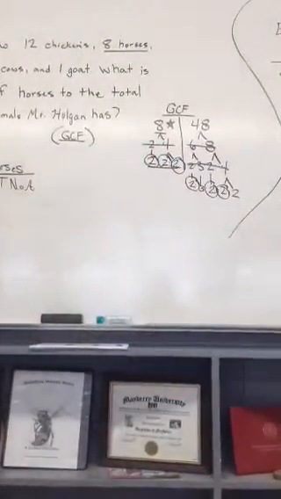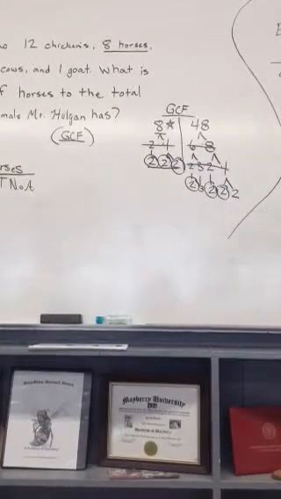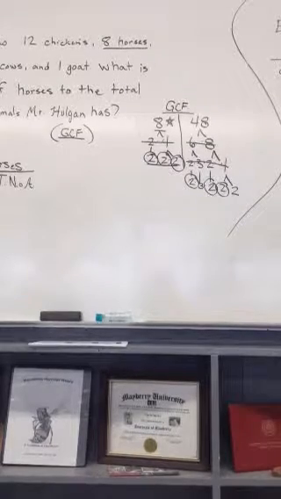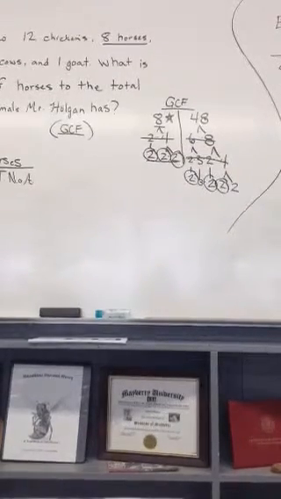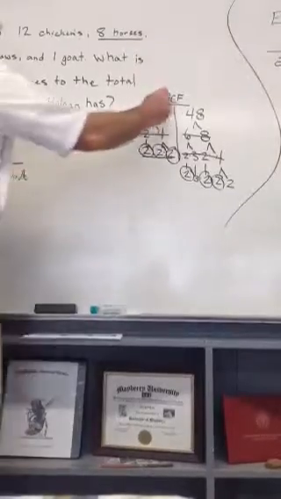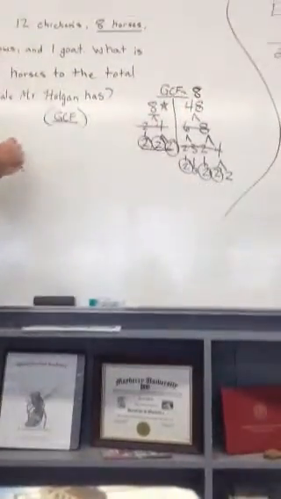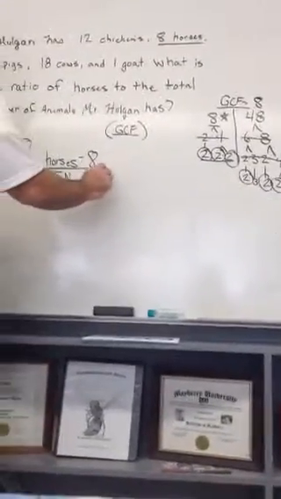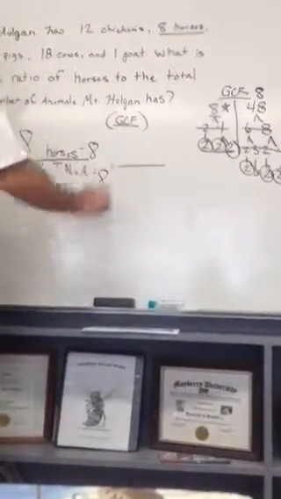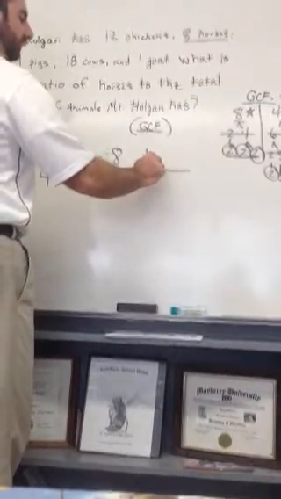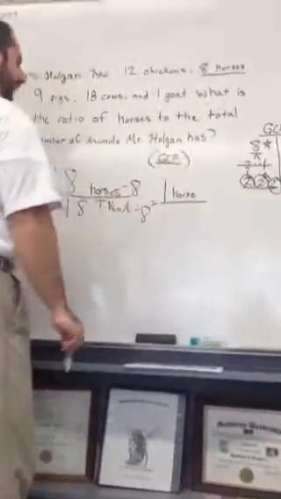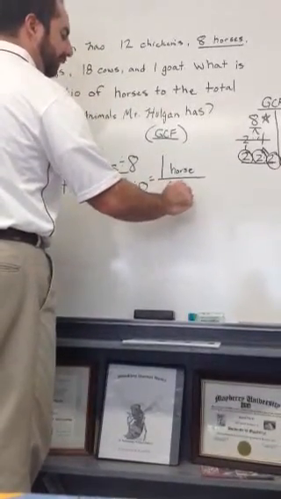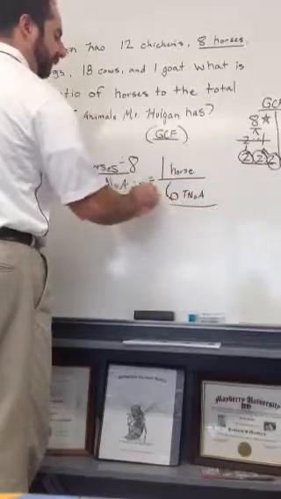A shortcut rule for GCF is to see if the lower number will go into the higher number. If the lower number will evenly go into the higher number, the lower number is your GCF. So now we know that our GCF is 8. So we're going to divide both numbers, 8 and 48, by 8. 8 divided by 8 gives us 1, so 1 horse. And 48 divided by 8 gives us 6. And again, that's total number of animals.